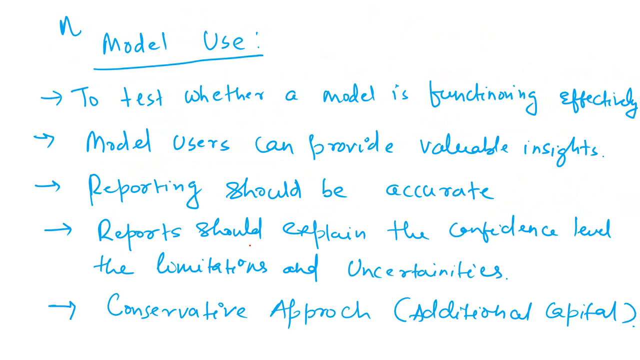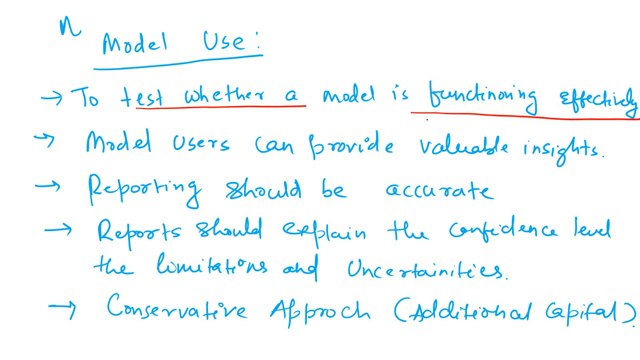Model use. Once the model is built, it will be used for something, right? So what steps should be taken while ensuring that a model is used properly? It should be tested whether the model is functioning effectively. So before you even start building a model, you should have some idea that the model should give some kind of result, right? So the outcome is always there in place, and it should be compared with the model output. Sometimes the historical results are compared with the current result, so that's one way of doing it.